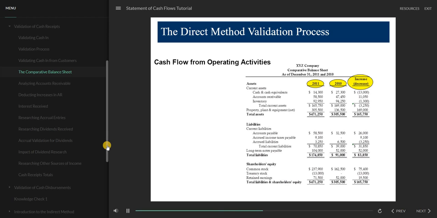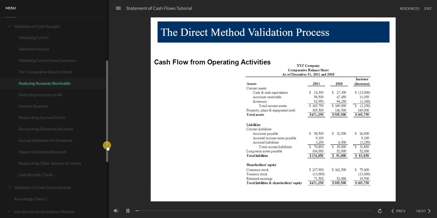this financial statement. Since we know all sales do not necessarily reflect cash being collected, we will use the comparative balance sheet to next analyze how our accounts receivable have changed during the corresponding period of sales, which in our case reflects a full year. Looking at our accounts receivable balances, we notice they were $58,500 as of December 31st, 2011 versus $47,450 the prior year. This reflects a year-over-year increase in accounts receivables of $11,050.